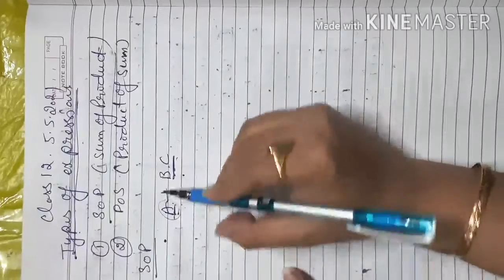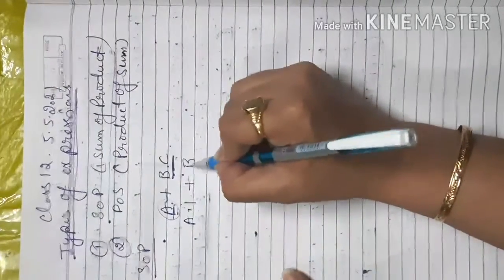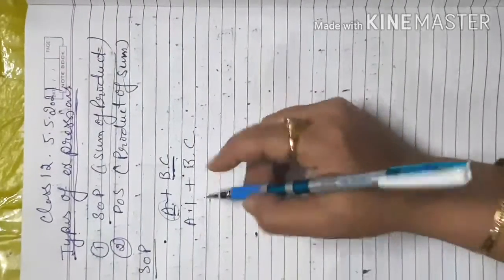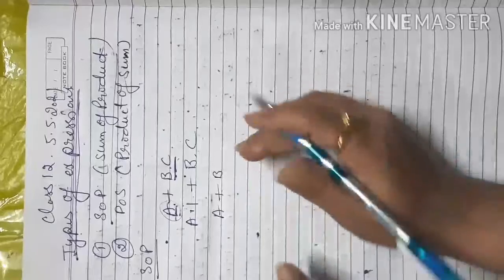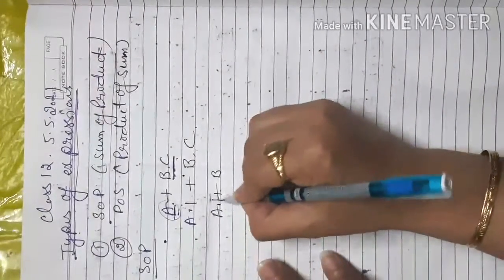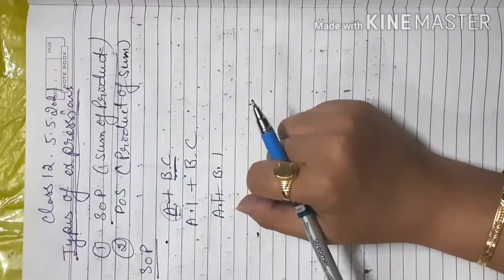If there is no other term, it is understood that it is A into 1 plus B into C. But if I take only A plus B, it doesn't mean that nothing is multiplied. That is A into 1 and B into 1, which we consider as two product terms.